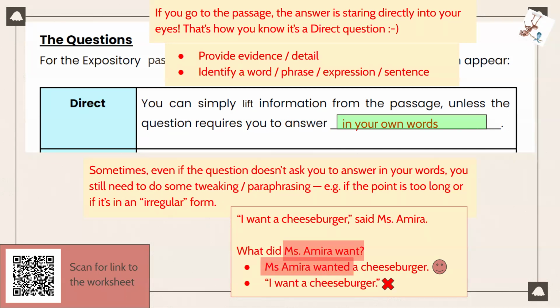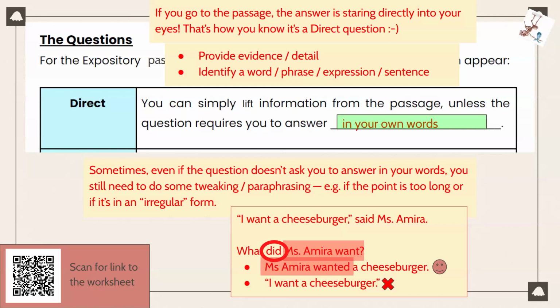How do you know if it's past tense or present tense? In your answer, take a look at tense markers like this: did, do, is, was. These will basically give you an idea of whether your answer should be in present tense or past tense. Is everyone more or less clear with regards to the direct question? Okay, all right, good.